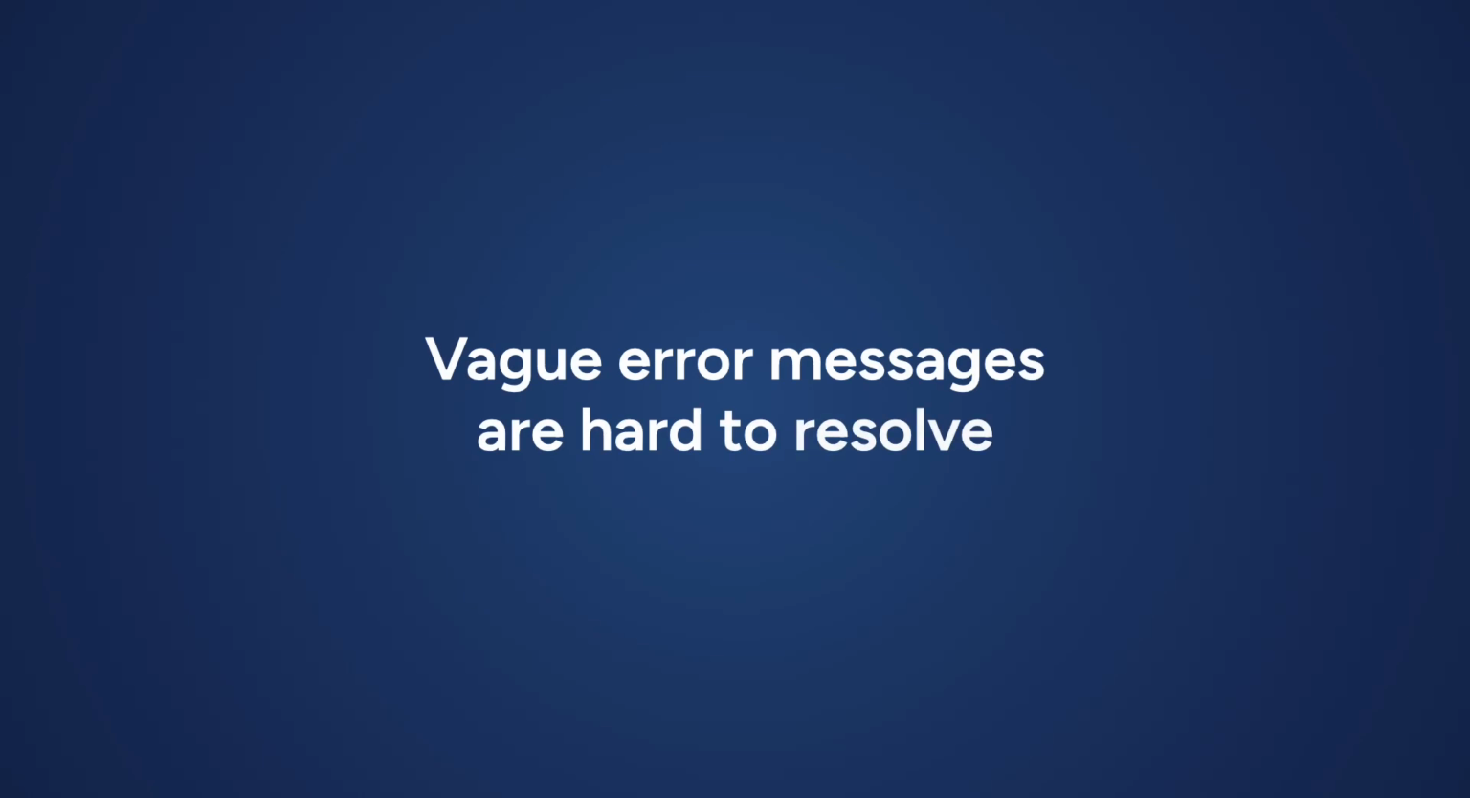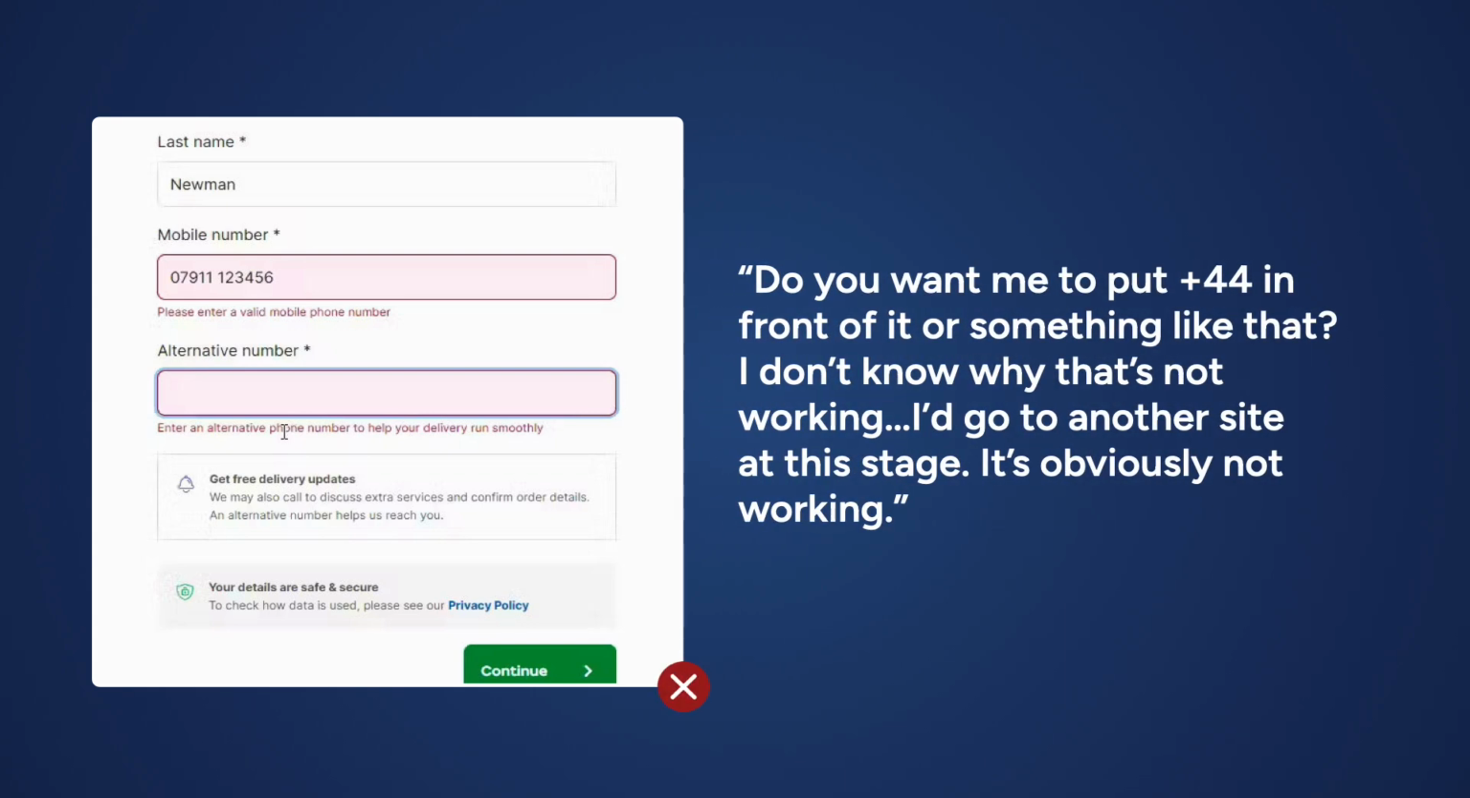During testing, we saw users spend up to 5 minutes on simple tasks like signing in, all because of vague error messages. Even worse, generic messages often led to confusion, with users trying the wrong fixes and getting more and more frustrated. During testing, this user couldn't figure out how to resolve the issue with the mobile number field because of the vague error message. It turned out the site wouldn't accept input if there was a space.